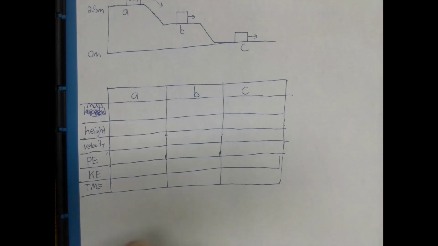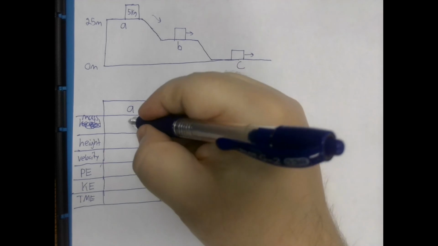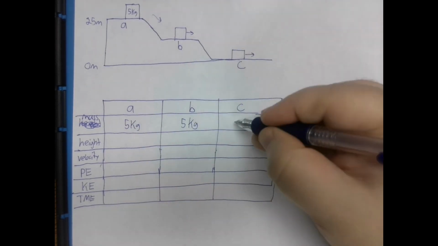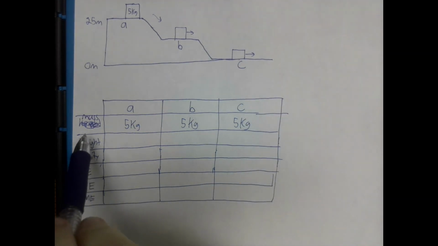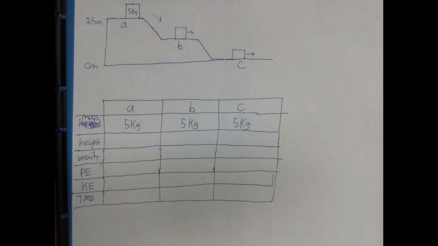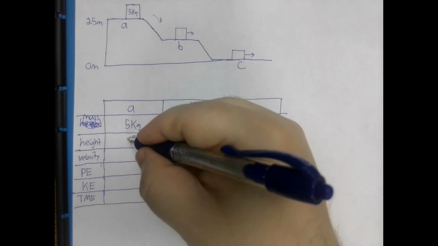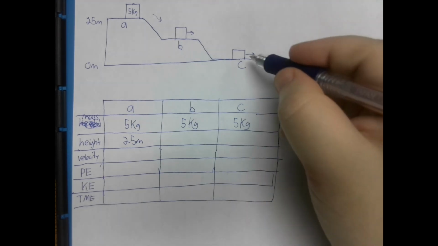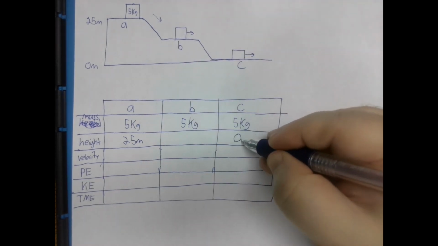Alright, so we begin by plugging in everything we possibly know. 5 kilograms given. The mass doesn't change with time. I could have also squeezed in G. G also doesn't change with time. It would be 10. So let's plug in heights. So 25 meters. We don't know B's height, but we know C's height is 0 meters.